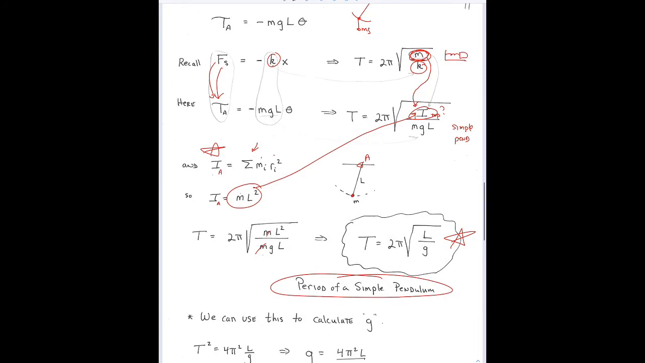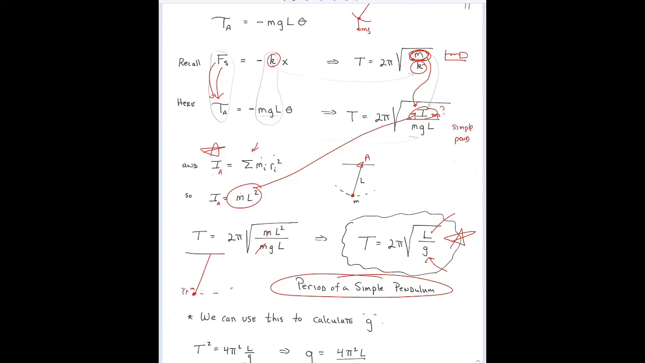So if I take a string and hang a little mass from it and let it go, the period, T, only depends on the length of the string and what planet you're on. It doesn't depend on the mass, and that's not obvious at all.